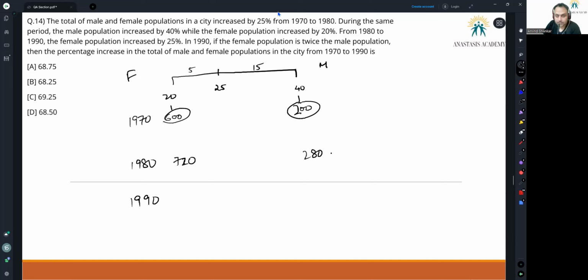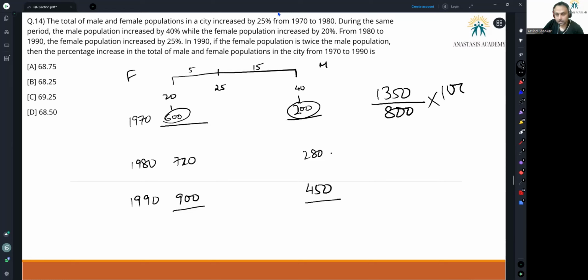In 1990, it increased by 25%, by 1/4. So in 1990 you have 900 females, 180 added, and this is twice the males. So males will be 450. So in 1970 we had 800 people. Now we have 1350 people. So 1350 by 800 into 100. This is the final calculation that we have to do. Percentage change, the zeros cancelled. Okay, I get 4. Why not just divide directly, it's better.